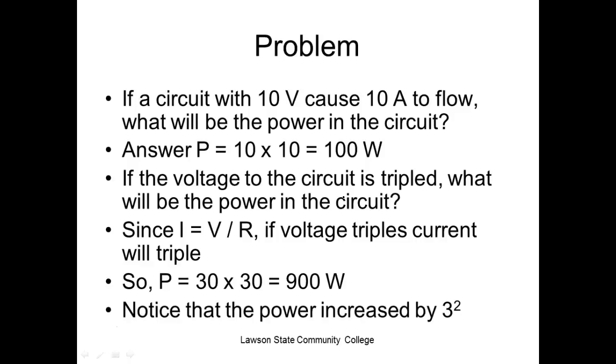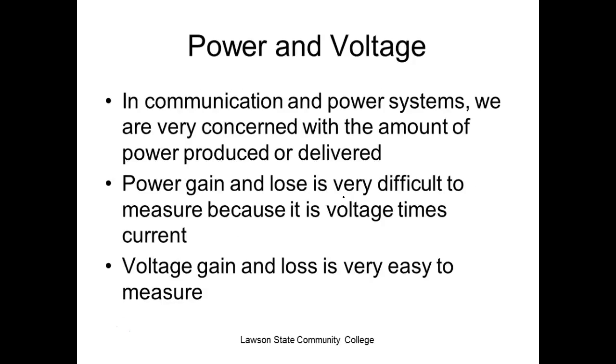Notice that the power is increased by 3 squared. In communication systems and power systems, we are very concerned with the amount of power produced and delivered. Power gain and loss is very difficult to measure because it is voltage times current. Voltage gain and loss is very easy to measure. That's one of the 3 meters we have available on our multimeter. Which one do we use the most of? Voltage, followed by ohms, resistance, and then amps every once in a while. Very seldom in the field do you use that thing to measure amps.